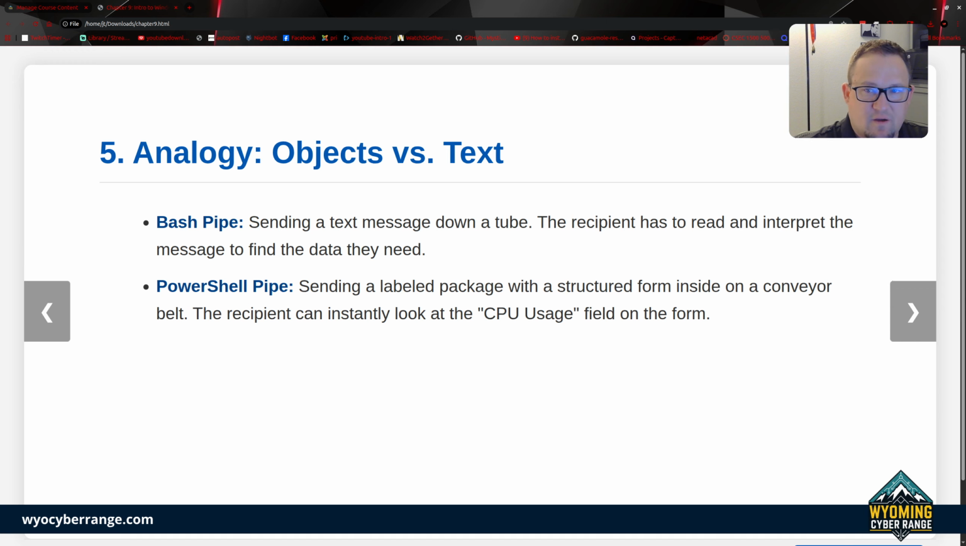A PowerShell pipe, on the other hand, is like putting a detailed structured form inside the package and then sending it down. When the next station gets the package, it doesn't have to read the entire sentence. It just looks directly at the field named maybe CPU usage or file size to get the exact structured data it needs. So it doesn't have to parse the entire bit of information. This makes our scripts much cleaner and less prone to breakage if the text output changes slightly.